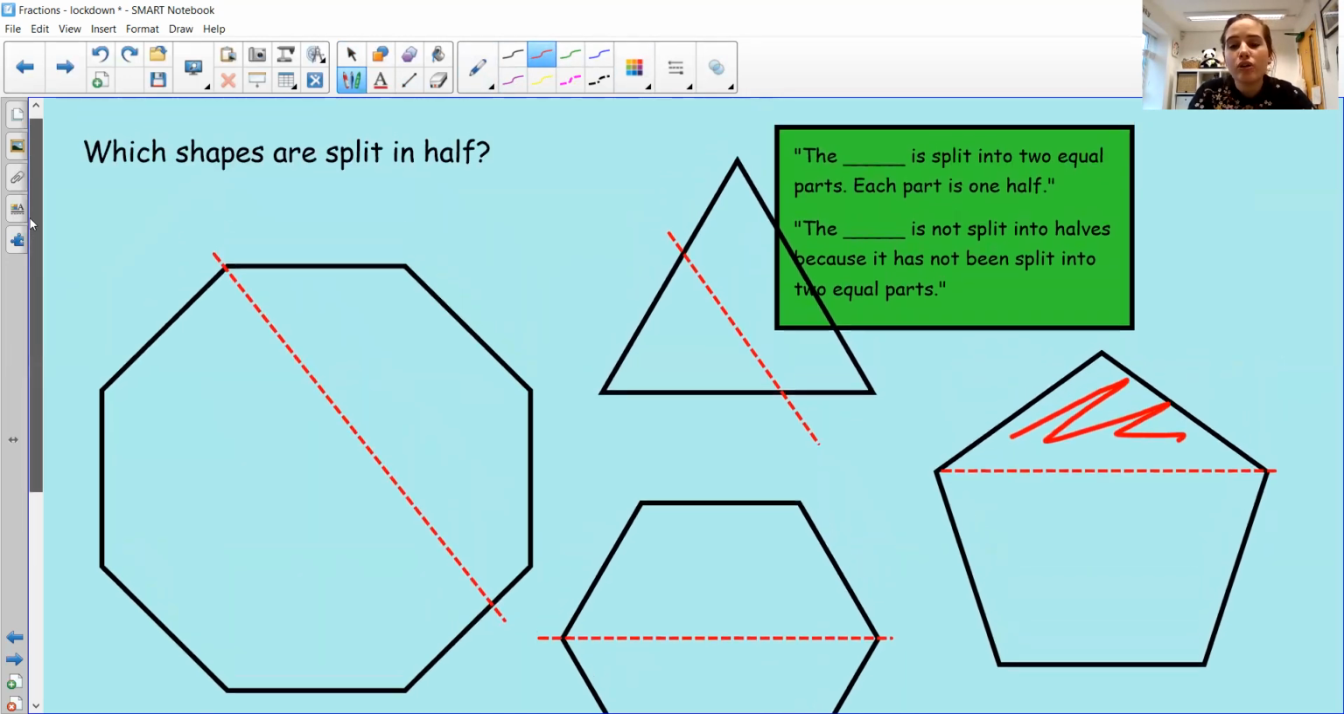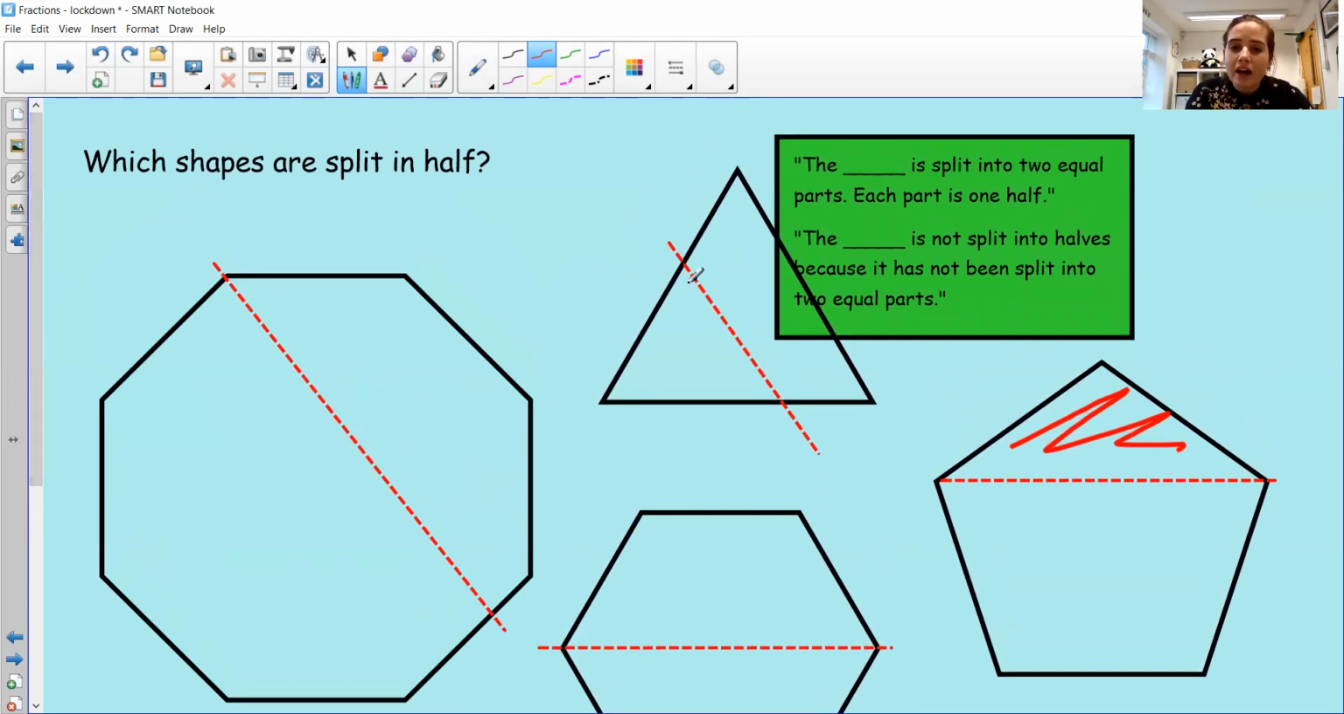If we look at our triangle, okay, I would not say that has been split into equal parts. That's unequal, it's not half, because it's not very accurate. It's a diagonal line and it's very hard to say which side is bigger. The best way to split the triangle in half would be to put a line straight down the middle so we have 2 equal parts.